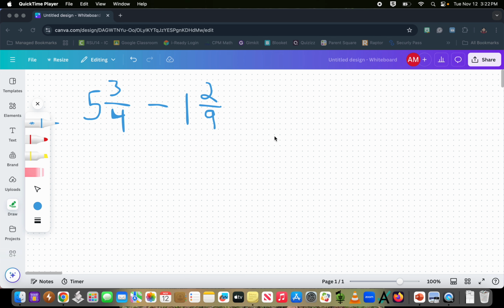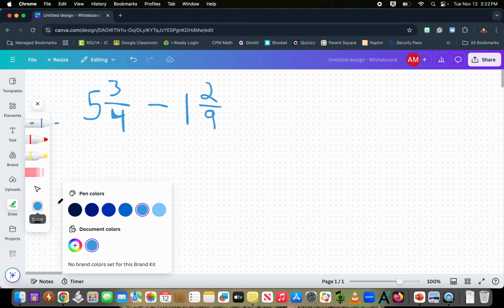So in this video, we're going to practice subtracting with mixed numbers. So if you notice, you see the problem. We have 5 3/4 minus 1 2/9. We're going to look at this and do this in two different ways with the same problem. The first time through, we're going to do this changing the mixed numbers to improper fractions.